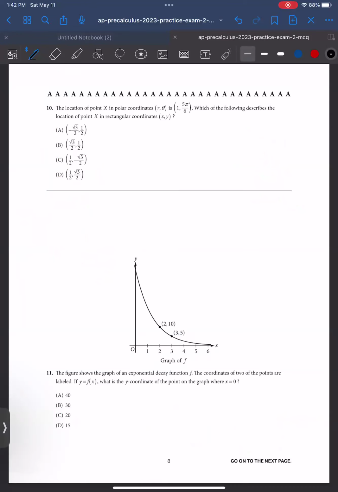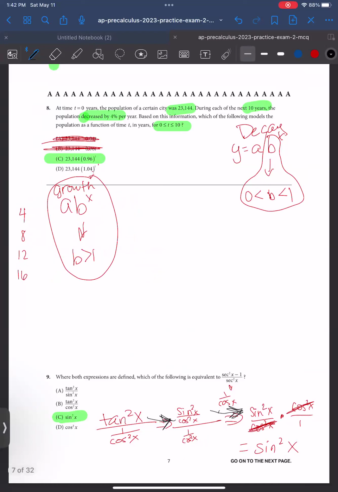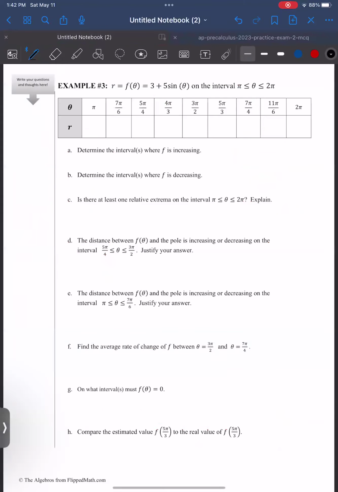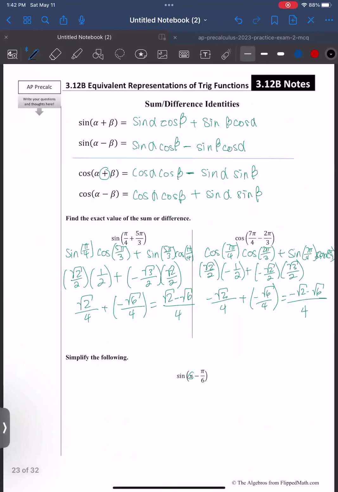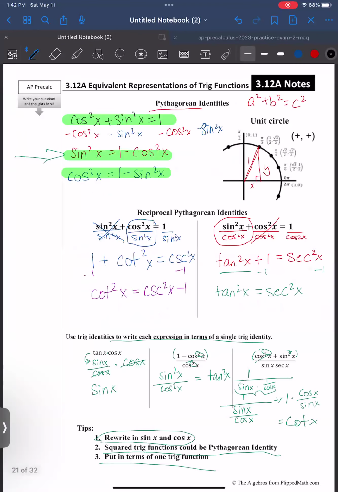So the secant squared of x minus 1, that entire thing is tangent squared of x. The property is tangent squared of x equals secant squared of x minus 1. And I think that's in 3.12.